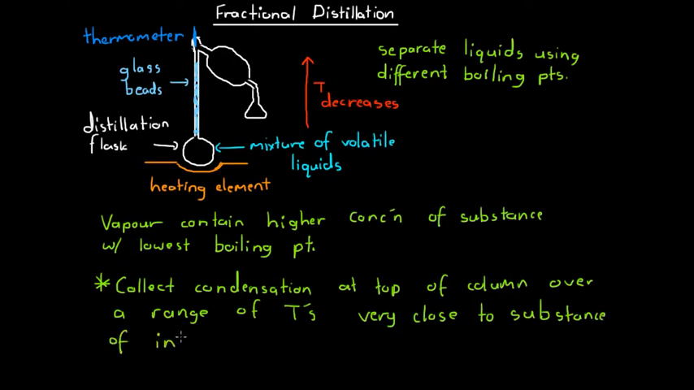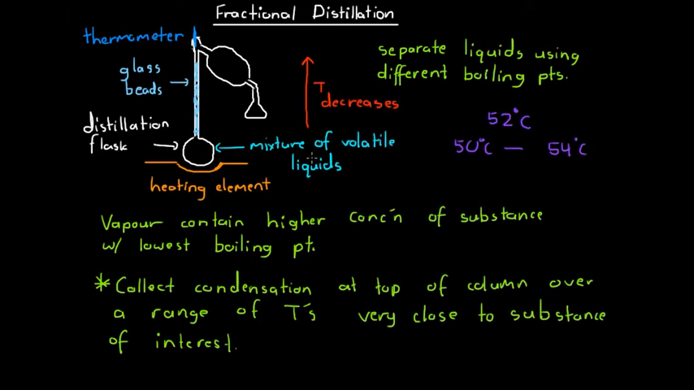So if we write that out, maybe we have a substance that has a boiling point of 52 degrees Celsius. Then we can collect the condensation that is produced between 50 and 54 degrees Celsius, and that'll give us a relatively pure sample of this substance with a boiling point of 52 degrees Celsius. So that is how fractional distillation provides us with a good separation and a way to extract individual substances from a mixture of volatile liquids.